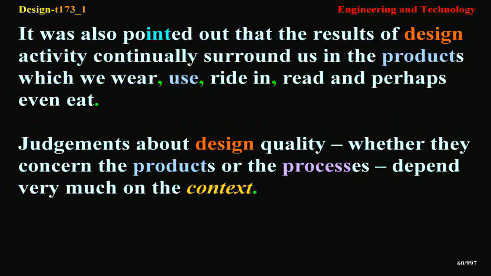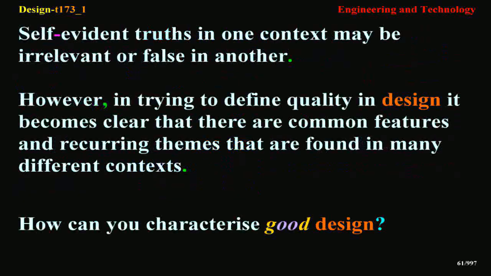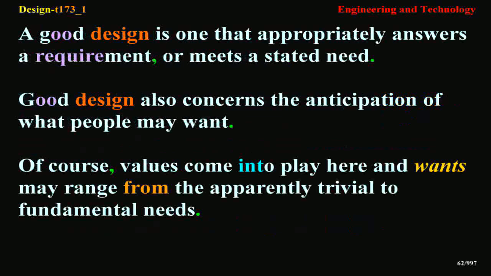Judgments about design quality, whether they concern the products or the processes, depend very much on the context. Self-evident truths in one context may be irrelevant or false in another. However, in trying to define quality in design, it becomes clear that there are common features and recurring themes that are found in many different contexts. How can you characterize good design? A good design is one that appropriately answers a requirement or meets a stated need. Good design also concerns the anticipation of what people may want. Of course, values come into play here, and wants may range from the apparently trivial to fundamental needs.